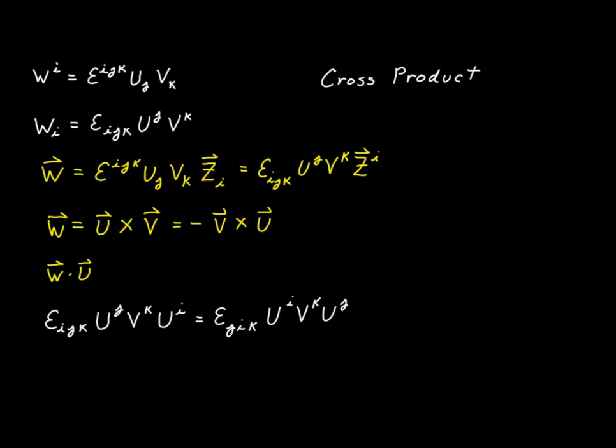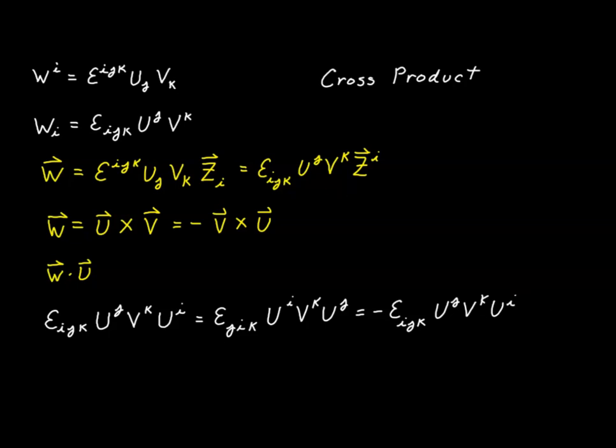Okay, now the next thing I'm going to do is to change the order of i and j here. And when I do that, it's a single flipping operation, so I've got to insert the negative sign. So we have negative epsilon ijk, and I'll change the order of the factors here. I'll put the ui term last and the uj term first. So we'll have uj, vk, and ui like that.